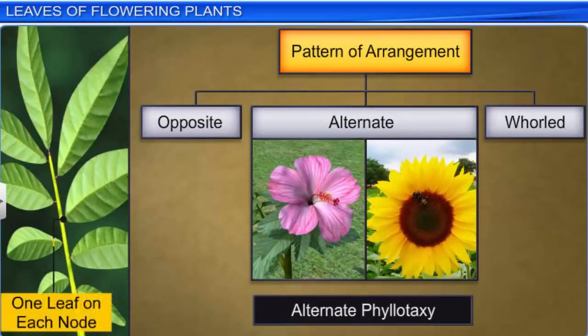In alternate phyllotaxy, only one leaf arises at each node, and the leaf at the next node is in the opposite direction. Alternate phyllotaxy is seen in plants like hibiscus and sunflower.